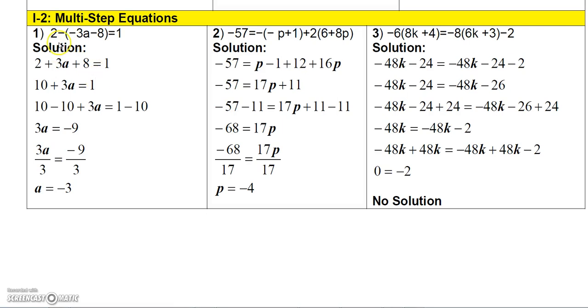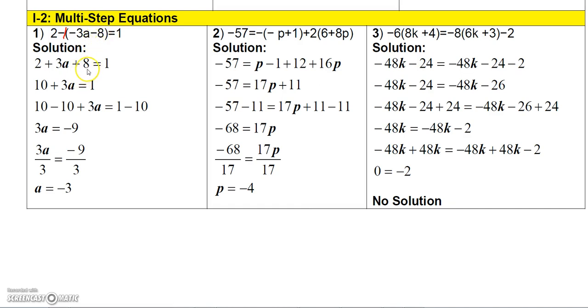Okay, so these are more complicated, but they're still linear equations. So what I want to do on this multi-step linear equation is distribute the negative. This negative here is just like having a negative 1 out here multiplied by these terms. So if I take negative 1 times negative 3a, that will give me positive 3a. And then if I take negative 1 times negative 8, that will give me positive 8.